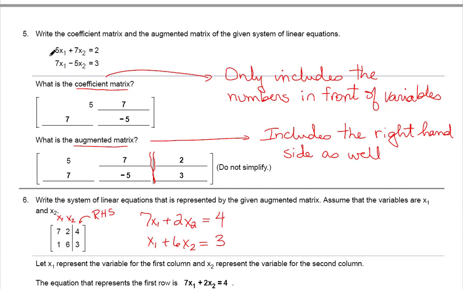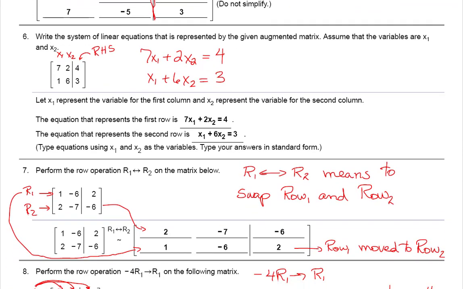Now, if we include in this all of the information, we use something called an augmented matrix. It has the coefficient matrix in the beginning. The place where it has an equals, we have this vertical line, and we have the right hand side, which is 2 and 3. Okay, and so in question 6, they ask us to reverse this process.